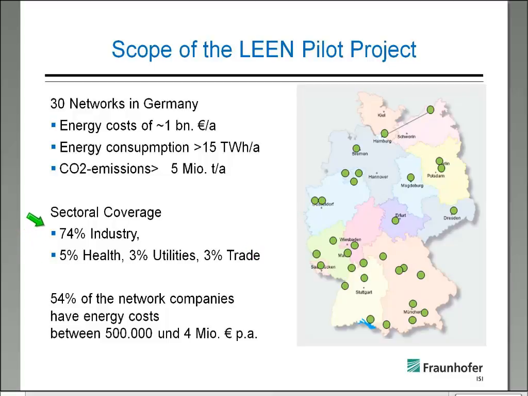We will see a bit more later on the sectoral coverage, but a large part, 3/4, are from the industry sector, and the remaining part covers, for example, the health sector, hospitals, utilities, trade, and other somewhat smaller sectors. And as said, a good half have energy costs in the range between 500,000 and 4 million euro per year. Some have also higher energy costs.